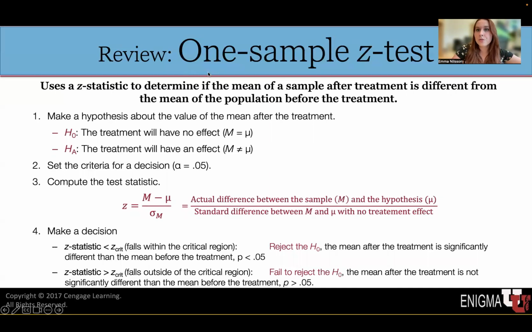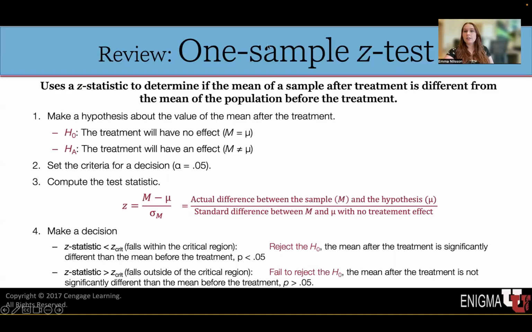As another review, the one sample z-test was the hypothesis testing that we learned about in the last lecture. It was the most rudimentary, simple, I guess, hypothesis test, and it's going to be a good background for learning about null hypothesis significance testing, which is the new test we're learning about today.